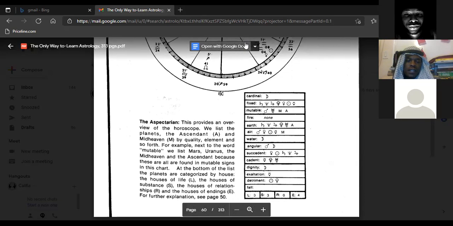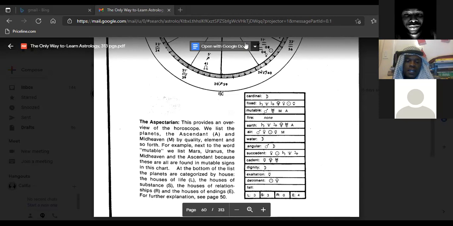The aspectarian. This provides an overall view of the horoscope. We list the planets, the ascendant, and midheaven by equality, element, and so forth. For example, next to the word mutable, we list Mars, Uranus, the midheaven, and the ascendant, because these are all found in mutable signs in this chart.